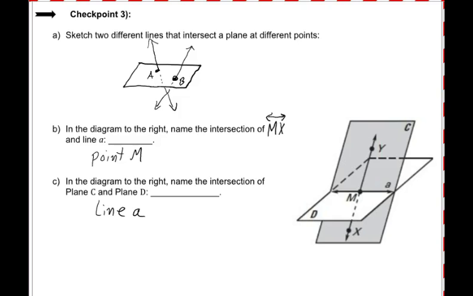In the diagram to the right, name the intersection of line MX and line A. There are 2 different ways of representing a line there, but they cross each other at point M. In the diagram to the right, name the intersection of planes C and D. The planes intersect at the entire line A. The planes go on infinitely in all directions, and so their intersection is a line that goes on forever. And that's the end of Unit 2.1 Notes.